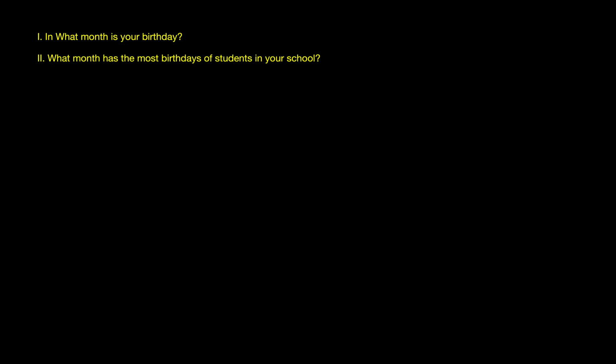So what we want to do is gather the information. The second question says, what month has the most birthdays of students in your school? And here's where the difference is between the two. Question 2 can be answered by collecting many pieces of information and then summarizing them, while question 1 is just using one piece of the information.